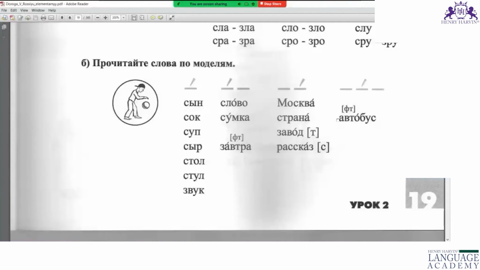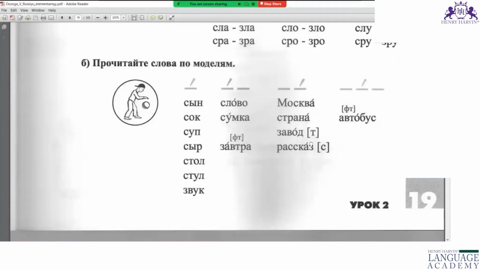Vera, the last one. Автобус. So let me now explain two rules here. The first rule here about завод и рассказ. I will tell you translations of these words later. Firstly, look how I pronounce it. Завод. So probably when I speak fast, I will say завот.